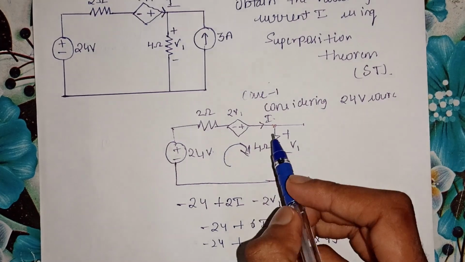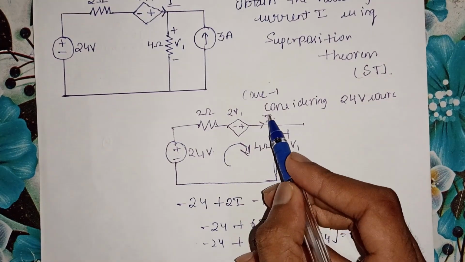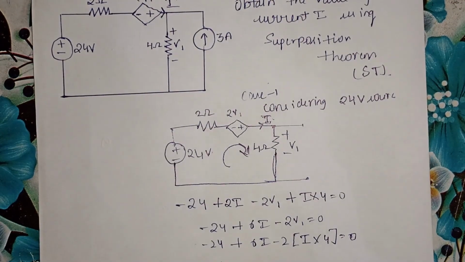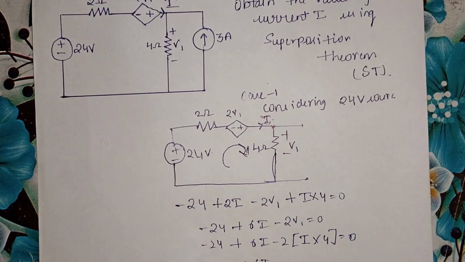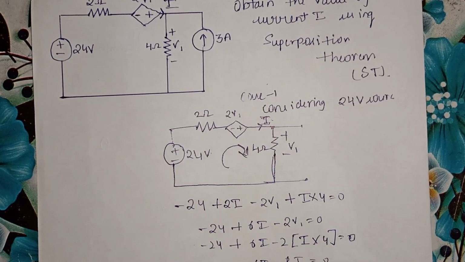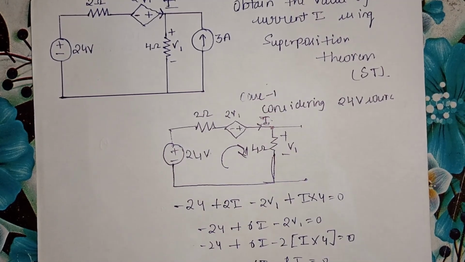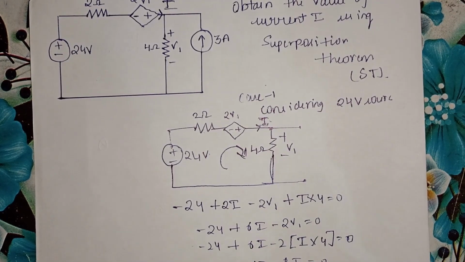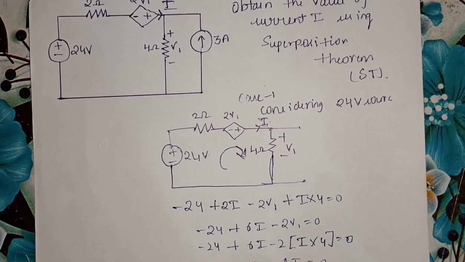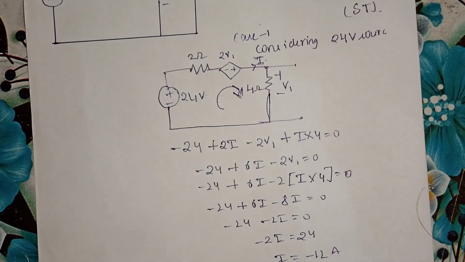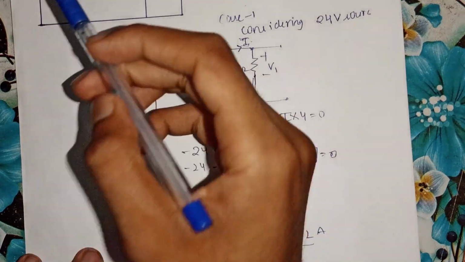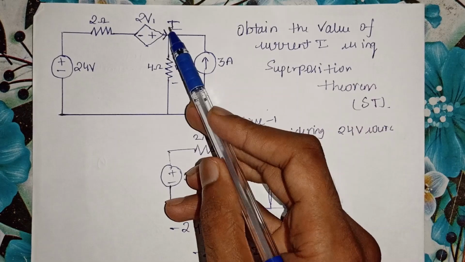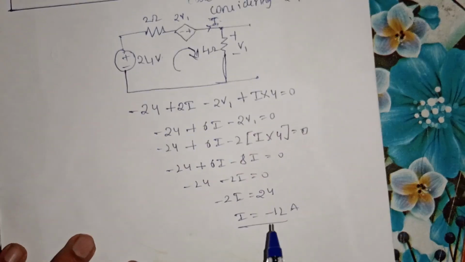The current that is flowing through the 4 ohm is nothing but this current I that was mentioned in the question. So I times 4: minus 24 plus 6i minus 8i is equal to 0. So minus 24 minus 2i is equal to 0, minus 2i is equal to 24. So you get your I as minus 12 amperes. The main conclusion is that due to the 24 volt source, the current I mentioned in the question is minus 12 ampere, which is to be noted.